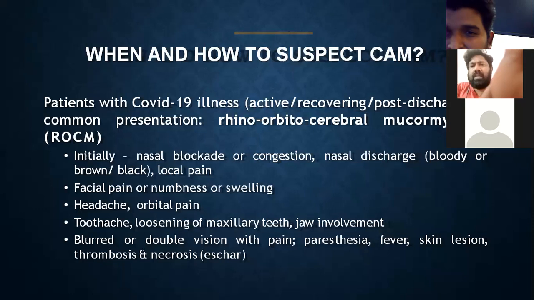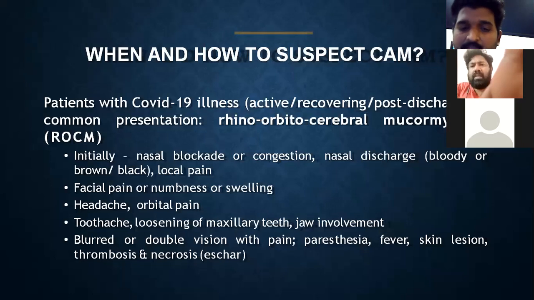So when and how to suspect CAM? Any patient with COVID-19 illness, either an active case, or recovering, or a post-discharge patient. So what are the points we need to note in the patient to suspect rhino-orbitocerebral mucormycosis? Initially, they may present with nasal blockade or nasal congestion. Typically, there is a nasal discharge, which may be bloody, brown or blackish. They may have local pain initially, but after a period of time the pain disappears. They may present with diffuse pain and swelling, and sometimes numbness.